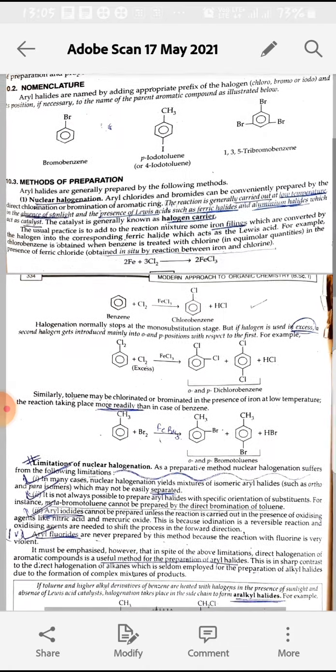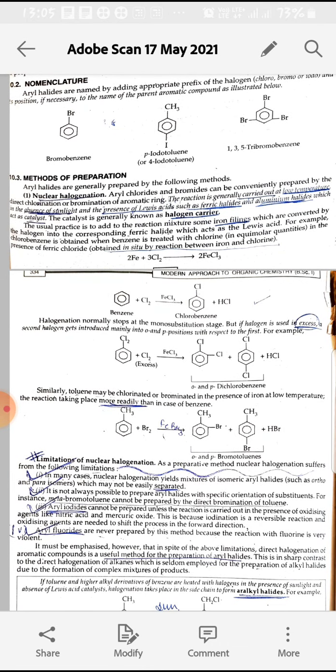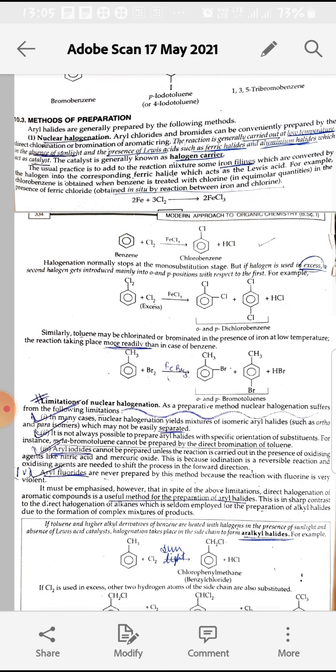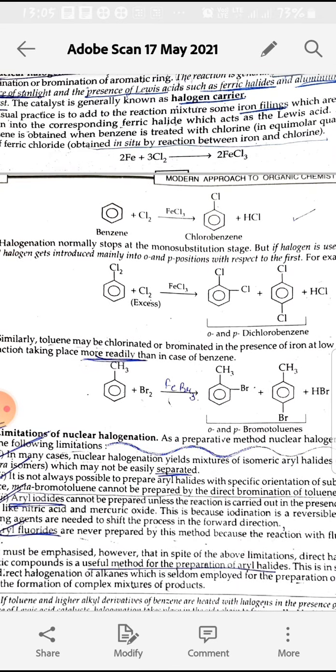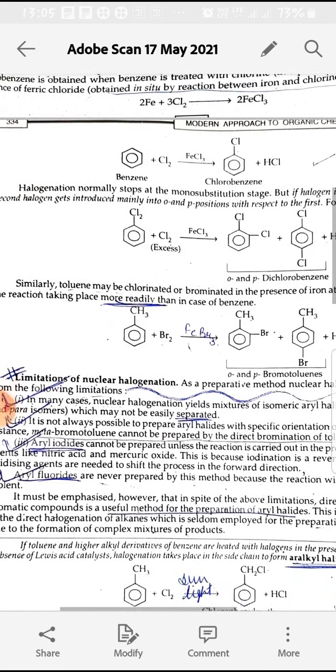In this, we do not directly add the catalyst; we add some iron filings to the reaction mixture, and that will react with the halogen, and there will be formation of ferric chloride in situ. It means in the reaction mixture it will be prepared automatically if we add some iron filings, and the ferric chloride formed acts as catalyst. So benzene plus Cl2 in presence of Lewis acid FeCl3 gives chlorobenzene, direct halogenation.